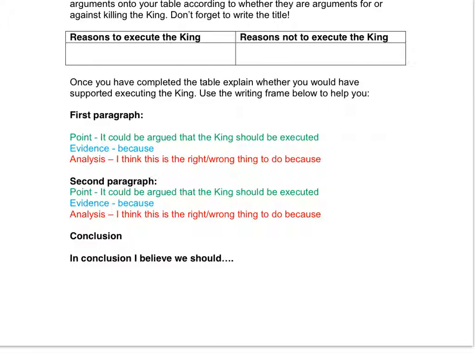Then repeat in the second paragraph, but obviously for the other argument, the reasons why you should or should not kill the king. And this will provide you with the balance that's required. In your GCSE, you will be required to give 2-sided arguments, so please make sure that you do. Then finally, at the end, provide me with your conclusion, pulling it all together to provide me a summary of why you've reached the conclusion you have.